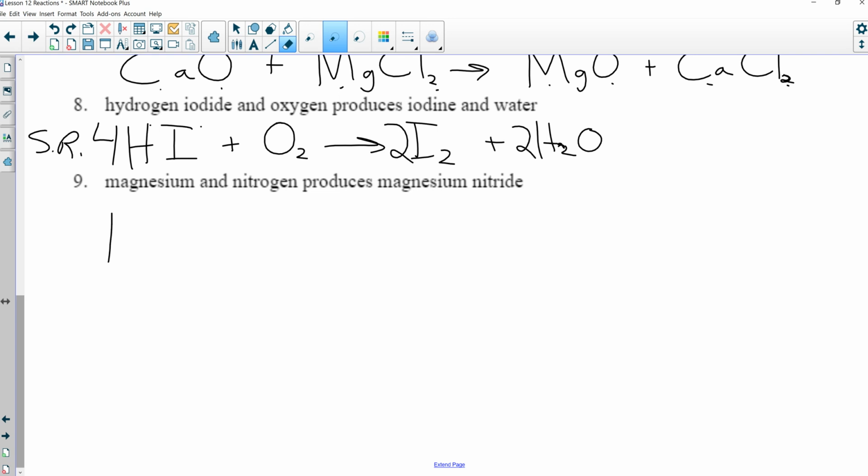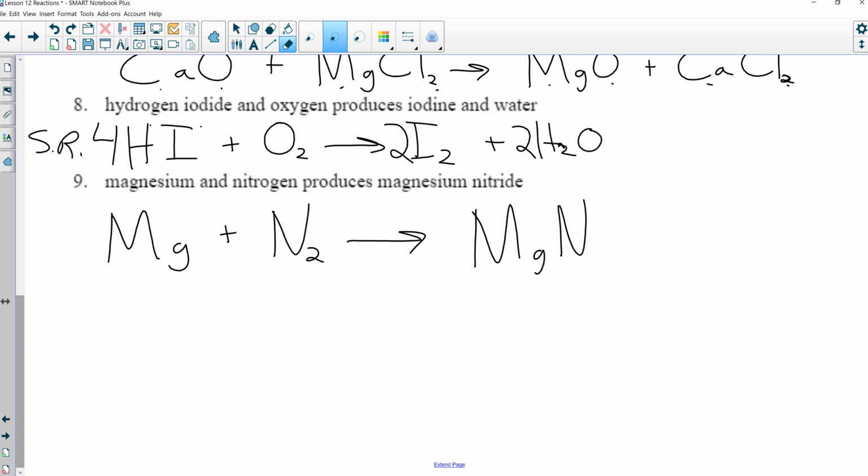All right, and then our last one here, we got magnesium and nitrogen, special, producing magnesium nitride, Mg with N. Now, is that an ionic compound? Yep. This is a -3, this is a +2, so we're gonna have Mg3N2, right? The N's are already balanced, just need a 3 here to make my magnesium work. What kind of reaction is that? Synthesis.